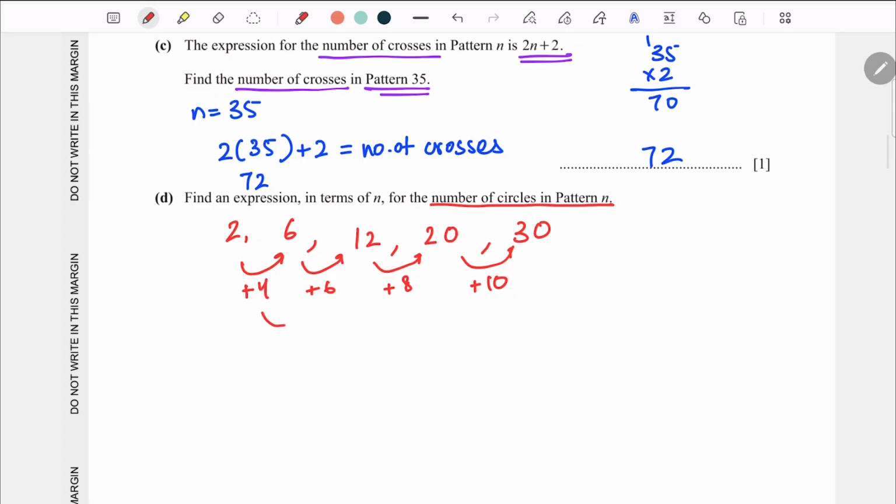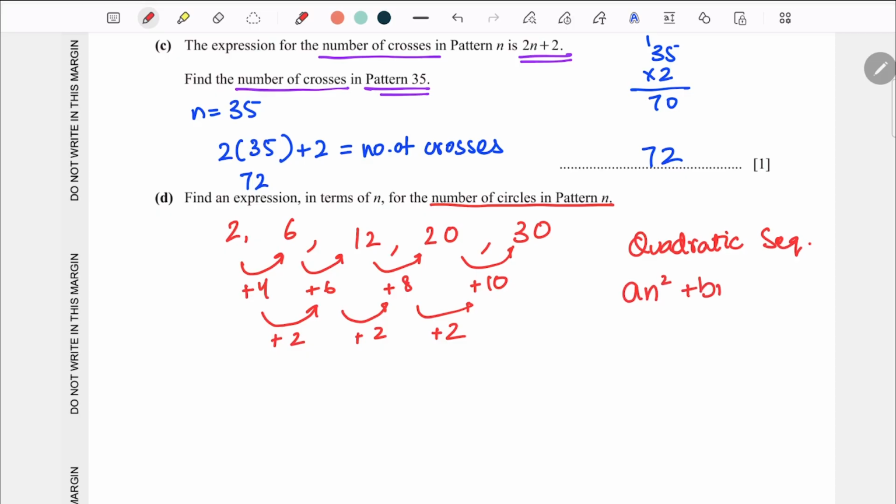When I find the difference between the first differences, that is plus 2, and this is also plus 2, which means that this second difference is common. When the second difference is common, it is known as a quadratic sequence. And a quadratic sequence's general formula is an square plus bn plus c. So I'm going to have to find the values of a, b, and c.